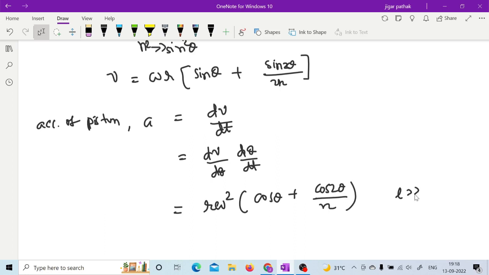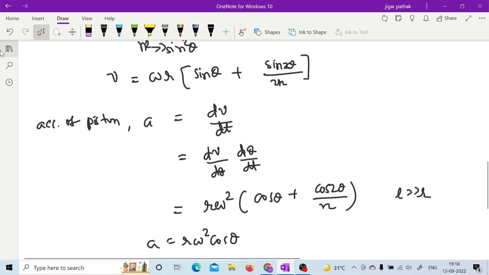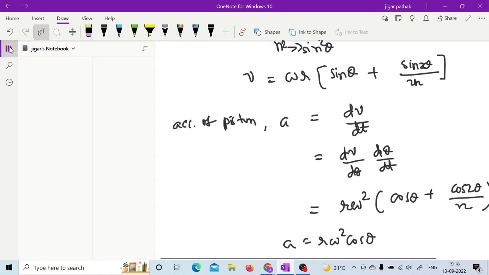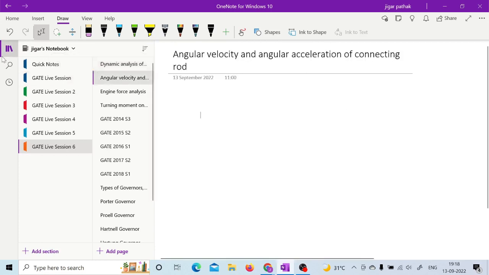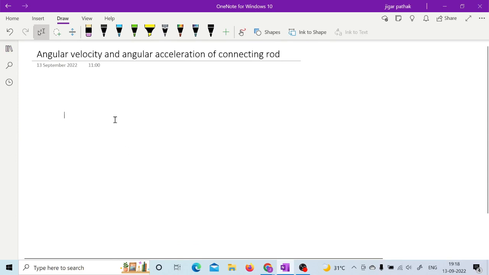Here also, if L is greater than R, then it can be simplified to a is equal to r omega square cos theta, right? So this is how you have the velocity and acceleration of your piston. Now once you are done with the velocity and acceleration of the piston, the next is you can think of the angular velocity and angular acceleration of the connecting rod, right?